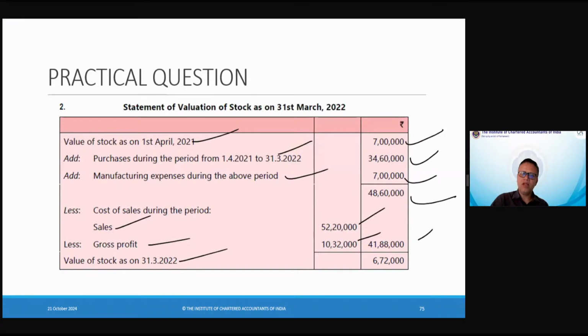So in that way you can find out, see when it is an opening stock and going towards closing stock, it is like your normal trading account you do. So value of stock, you add the purchases, add the expenses. You can prepare a trading account and also find out. It's similar to preparing a trading account. You can add, then less cost of goods sold. You show the sales, deduct the gross profit, and you get the value of stock.